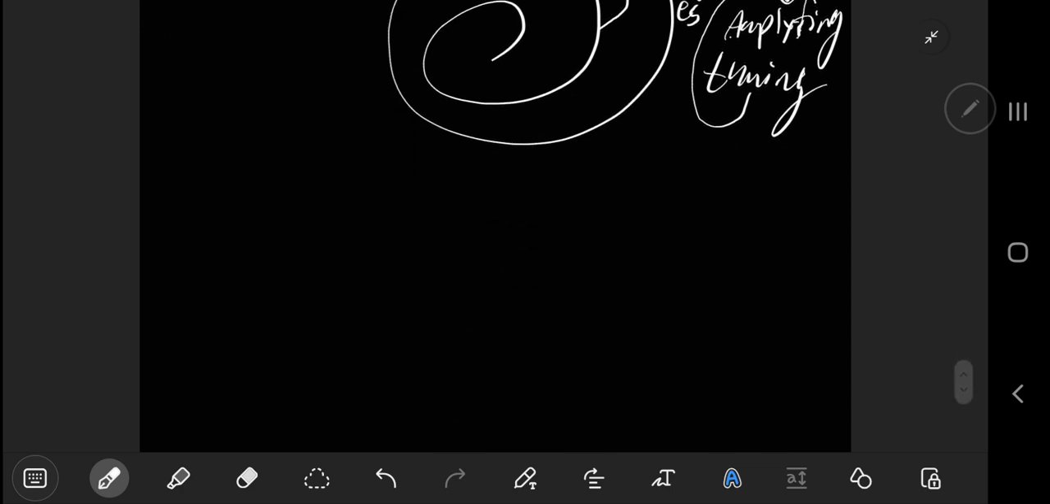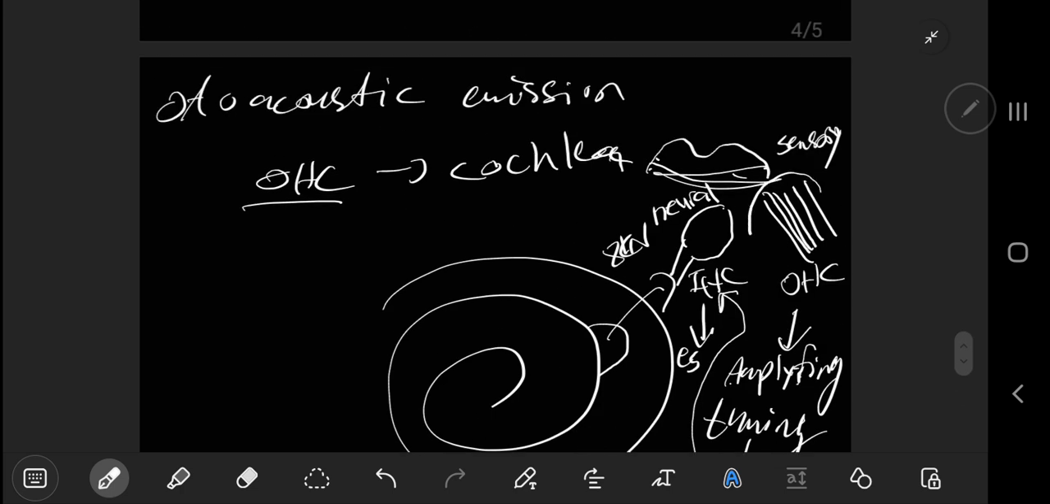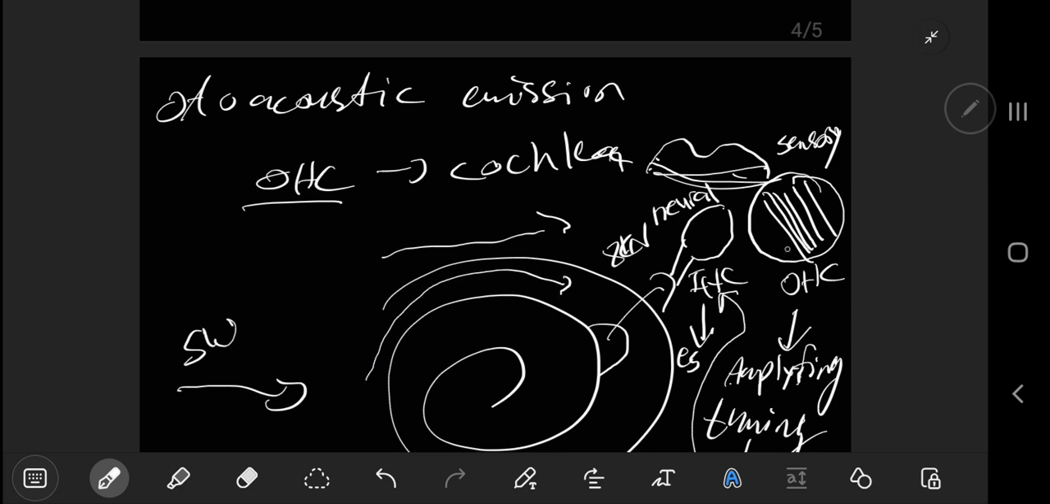So in otoacoustic emission, we are testing the outer hair cells. What we are doing is making sound waves which go to the cochlea and cause the outer hair cells to function, to do their work. When they do their work, they distort the signal a little bit, and this distortion comes back as an otoacoustic emission, OAE, emissions from the outer hair cells.